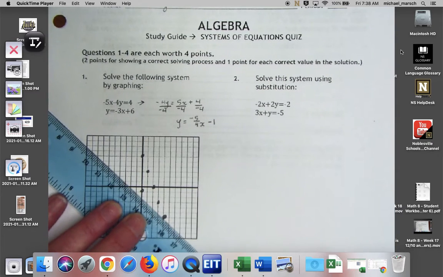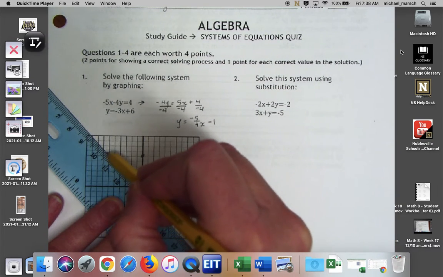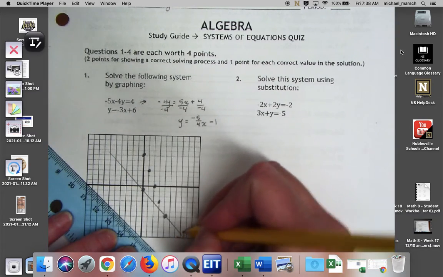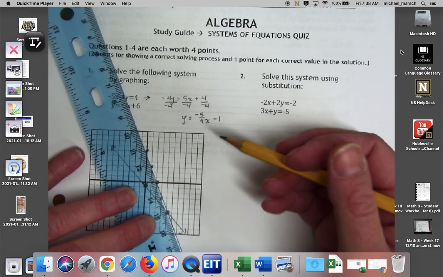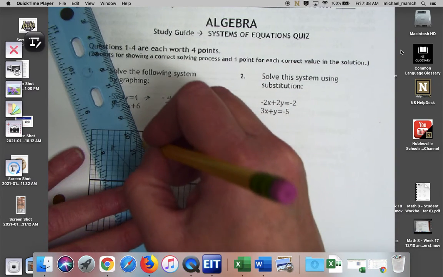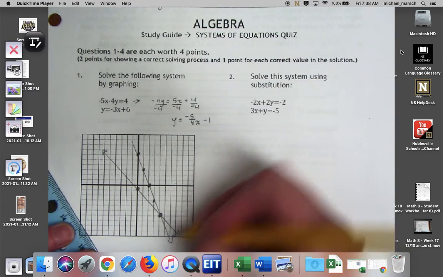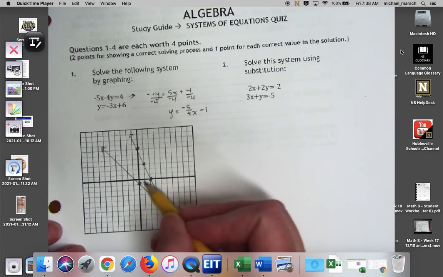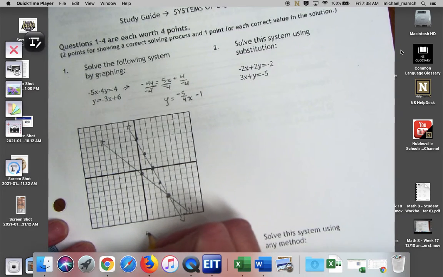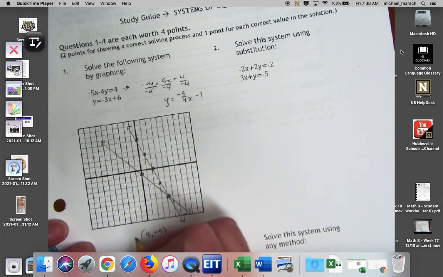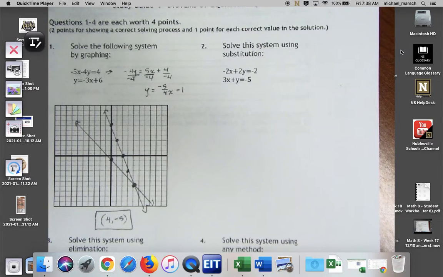So I can go ahead and graph this, connect my dots. And you can see that the solution is going to be 4, -5. Remember that solution is always going to be an ordered pair because that's actually what we're looking for, right?